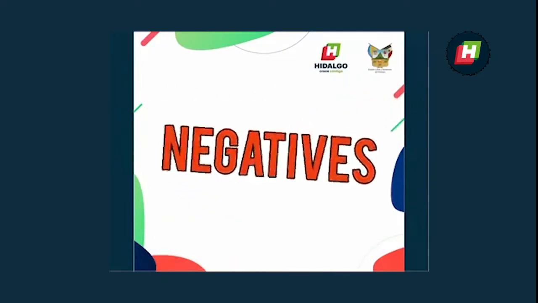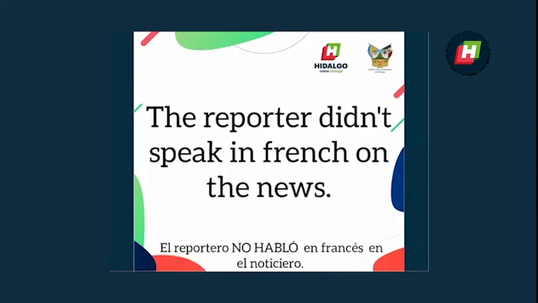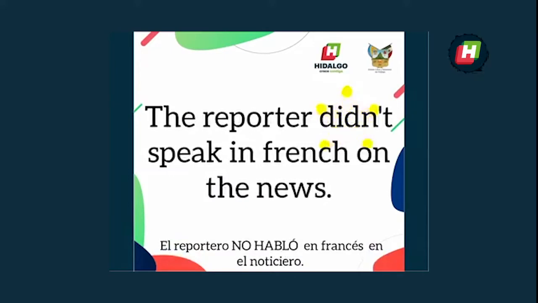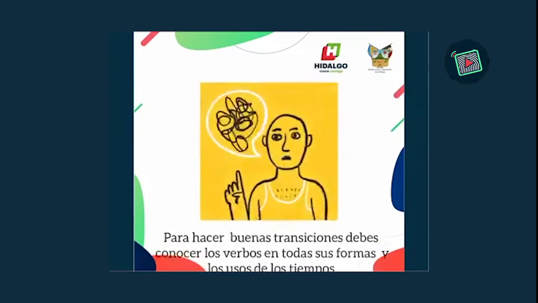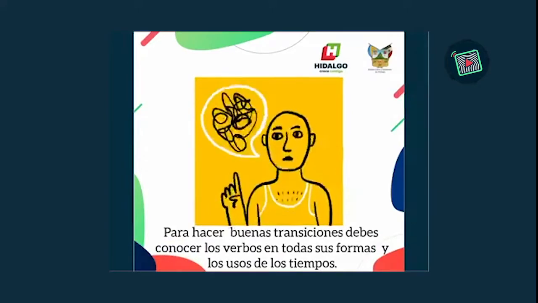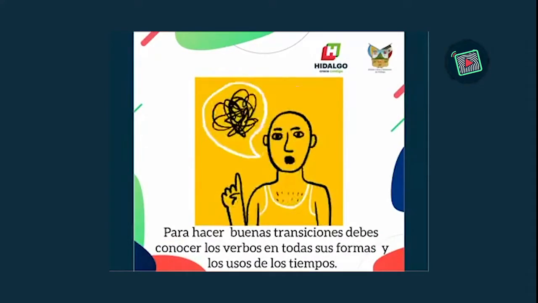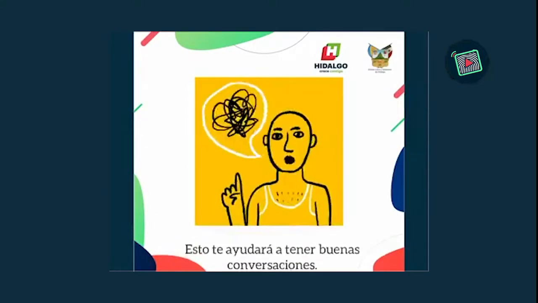Let's see some negative examples. The reporter didn't speak in French on the news. The reporter hadn't spoken in French on the news until now. To make good transitions, you must know the verbs in all forms and the use of the tenses. This will help you to have good conversations.